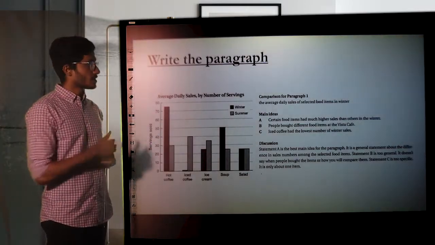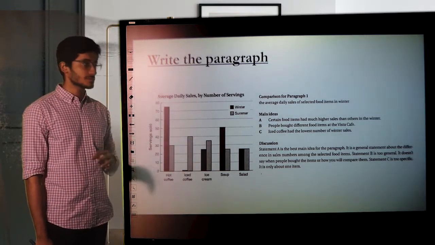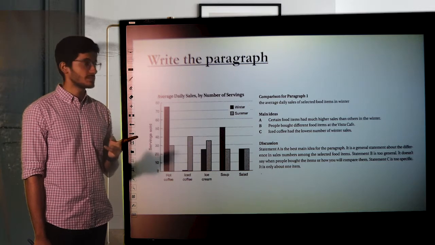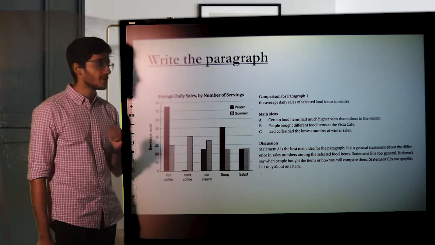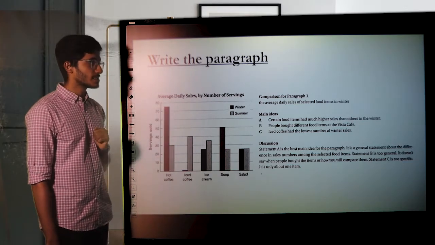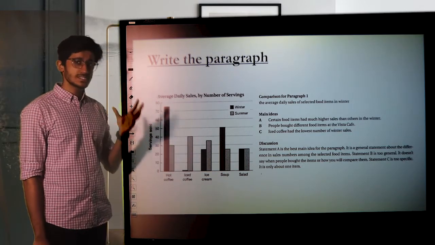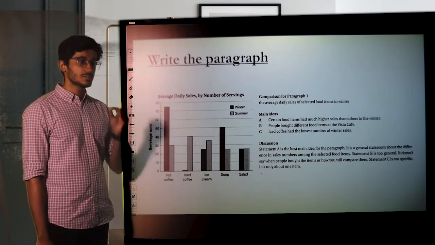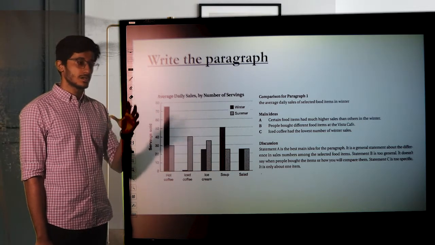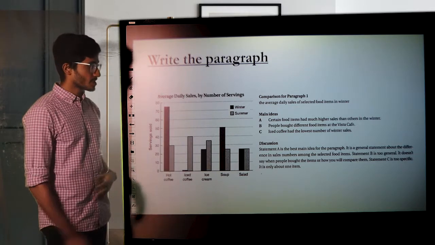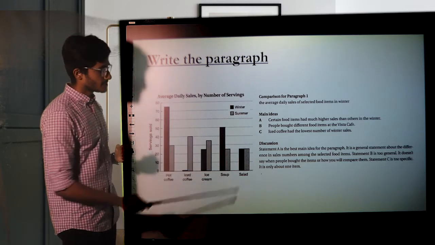Okay, so now I'll talk about how you should start your paragraph. Just to remind you, you're going to have two paragraphs, one for each comparison. This is for paragraph 1, for comparison 1 that you have made. Remember the average daily sales of selected food items in winter. So you have to start your paragraph with the main idea. The main idea tells you what the rest of the paragraph is going to be about. Here we have a couple of examples of the main idea. Let's read this out.